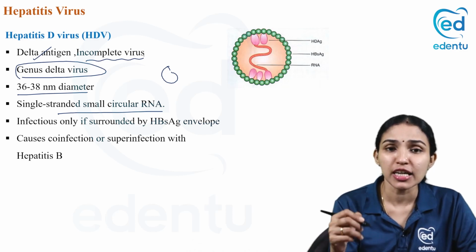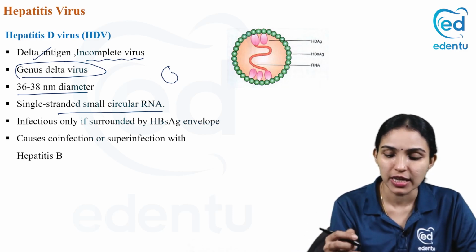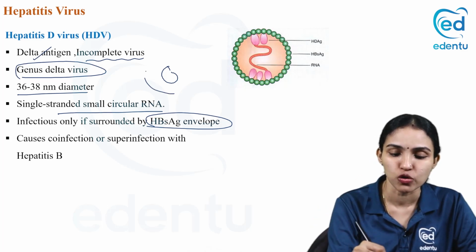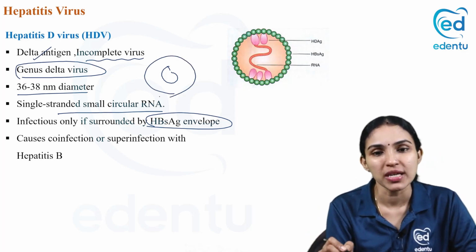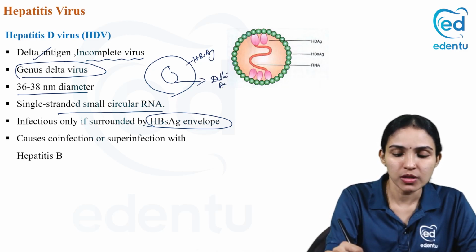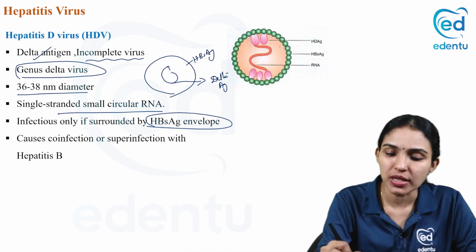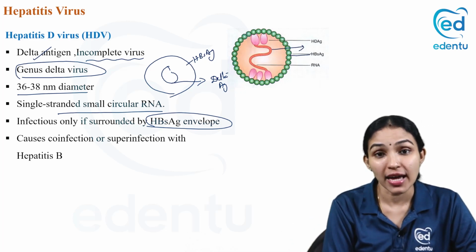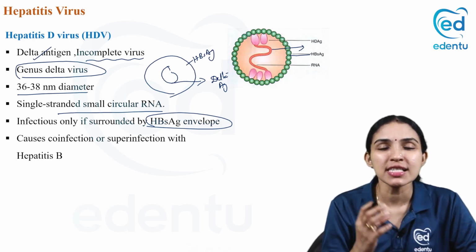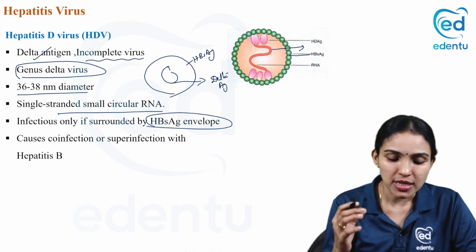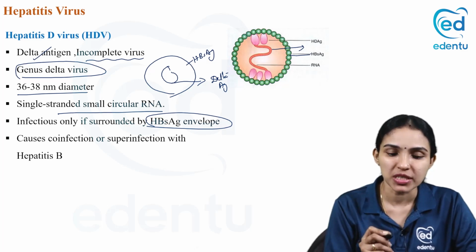Why? Because it cannot cause infection by itself. It requires the HBs antigen envelope to surround this genome. Only then can it cause infection. So this is the delta antigen, and this is the HBs antigen envelope. That is, it needs the surface envelope of hepatitis B virus in order to cause infection. So it can cause infection only with hepatitis B virus.